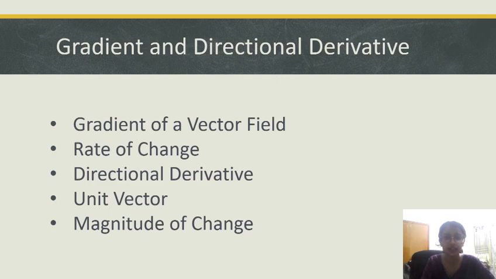The directional derivative of a vector field is a measure of the rate of change of the field in a particular direction. It is calculated by taking the dot product of the gradient with the unit vector in the desired direction. This gives the rate of change of the field per unit length in that direction.